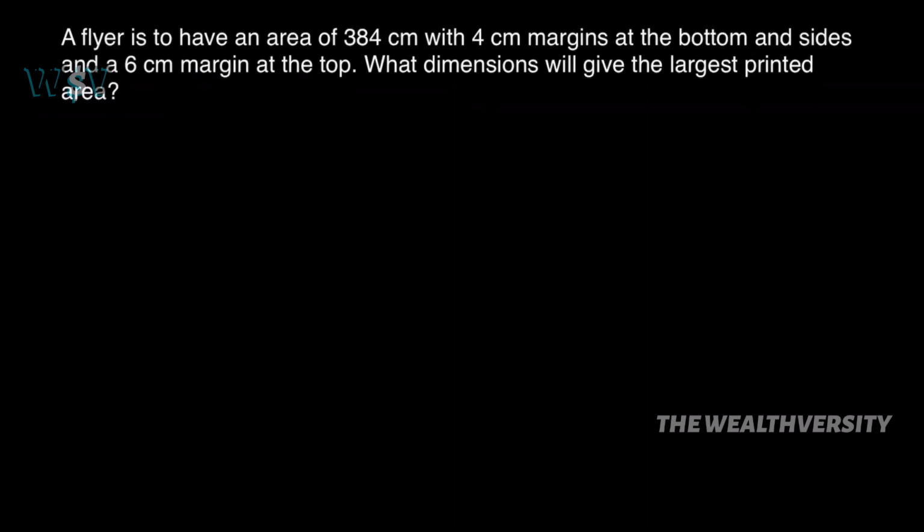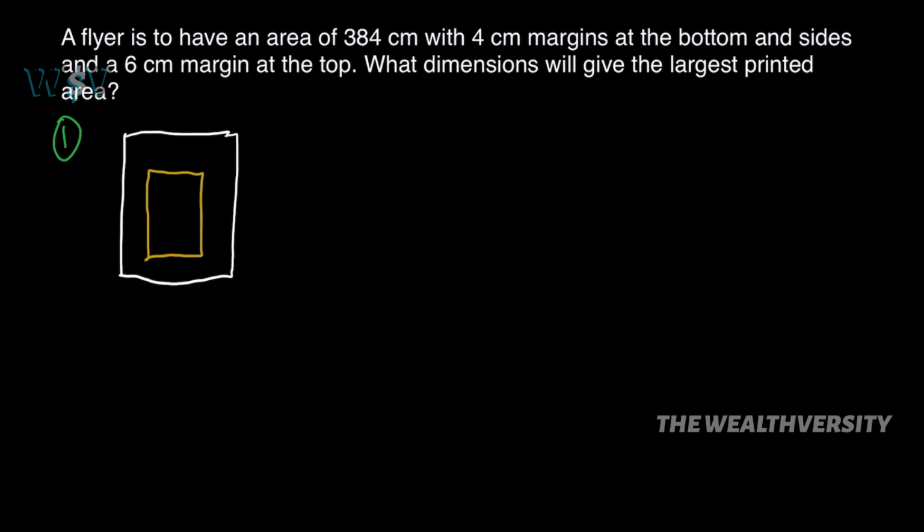The next optimization problem says a flyer is to have an area of 384 centimeters squared with 4 centimeter margins at the bottom and sides and a 6 centimeter margin at the top. What dimensions will give the largest printed area? As usual, the first step is to draw a visual of what we have and what we need to find. So we will draw the flyer with the margins and print area inside. The question is asking for the largest printed area, which means we have to find the maxima.